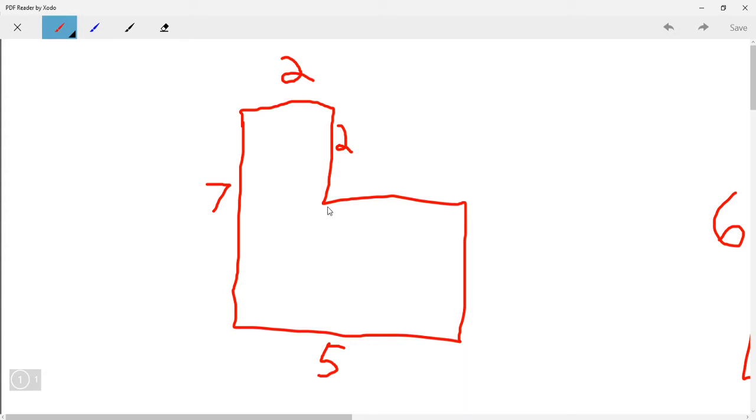So, first thing, as you can see, not all of these lines are labeled, right? So, let's just say that this is in inches. Okay. So, this is 2 inches, this is 2 inches, this is 7 inches, and this is 5 inches.